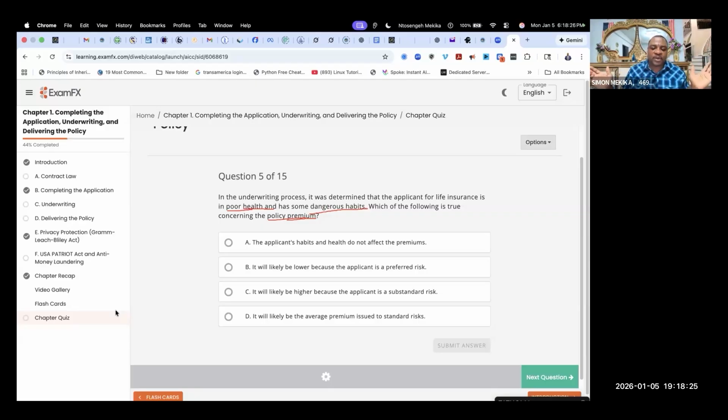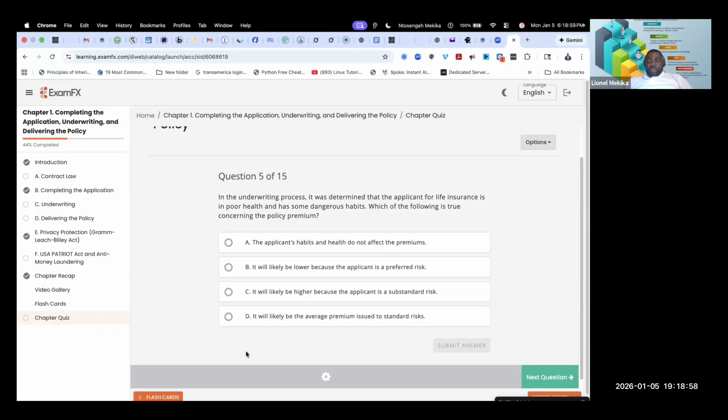A, the applicant's habits and health do not affect the premium. B, it will likely be lower because the applicant is a preferred risk. C, it will likely be higher because the applicant is a substandard risk. D, it will likely be the average premium issued to a standard risk. Come on, people. Eliminate quickly. Let's go.